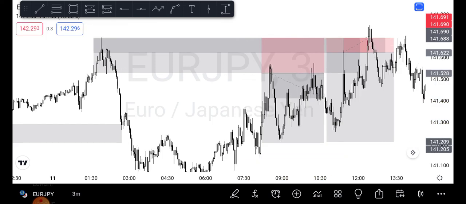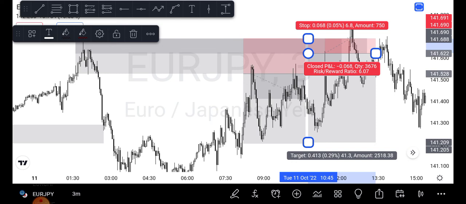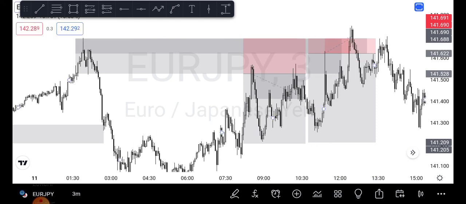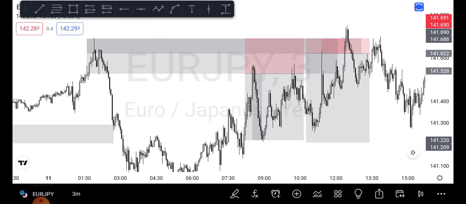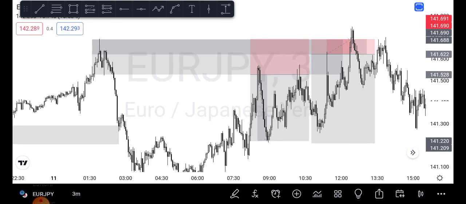Okay, good. Now compare these two. If I was waiting for the order block, I would have lost. If I decide to use the supply zone like that, I would have won the trade, right? At least I would have made profit from the trade. So this is how order block and demand zone differ.